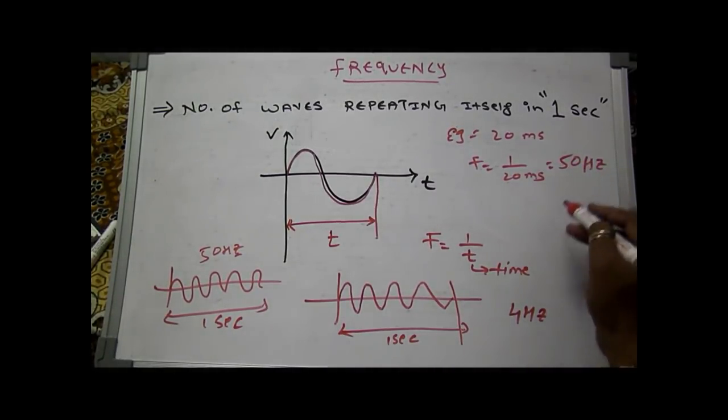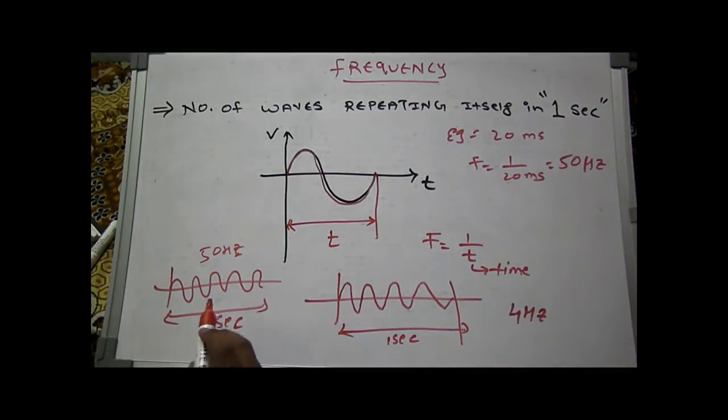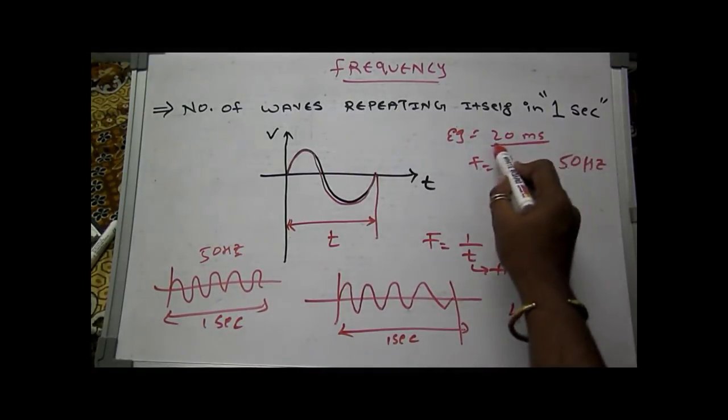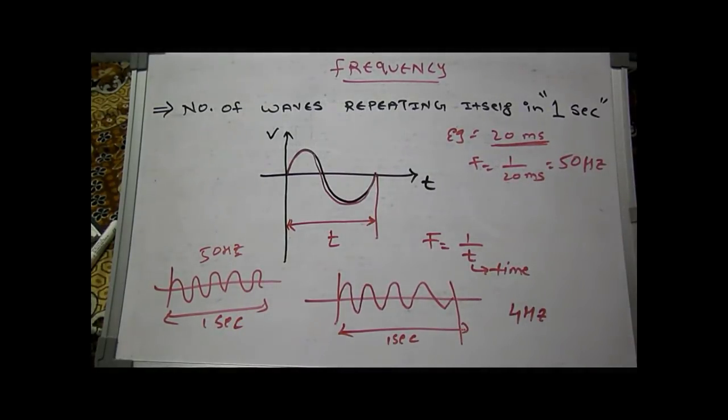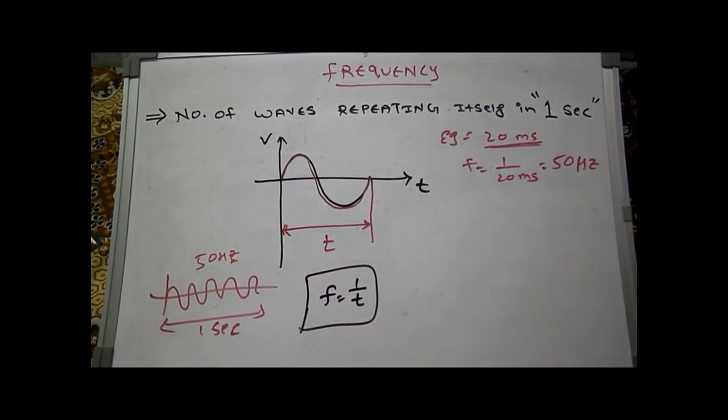What does that 50 hertz mean? In 1 second there are 50 waves of 20 milliseconds time interval. This is the concept of frequency. So depending upon the number of waves in 1 second, frequency increases or decreases.